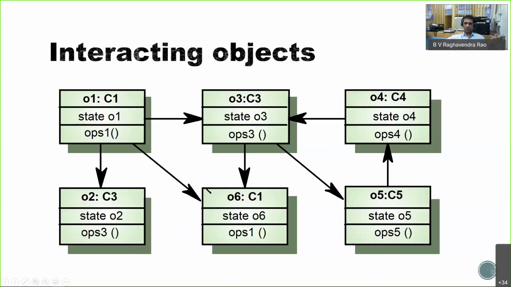This is a pictorial view of interacting objects. You can just imagine this is object 1, object 2, object 3, and so on, each of a certain class type: class 1, class 3, class 4, and so on. At some point this makes a call to operations of this. So this is the interaction. At some point this makes calls to operations here, and so on. These arrows indicate interaction, but they do not tell temporally when. That is the main difference here.